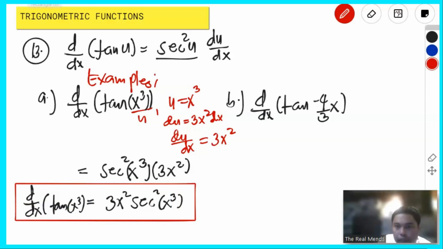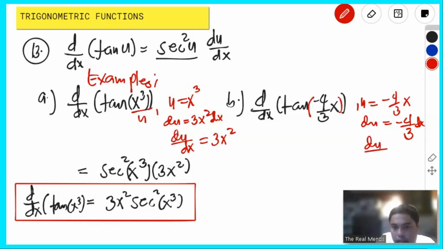Okay, next we have the problem that is tangent of negative 4 over 3 x. So from that, our u is negative 4 over 3 x. Our du is just negative 4 over 3 dx. So our du over dx is equal to negative 4 over 3.